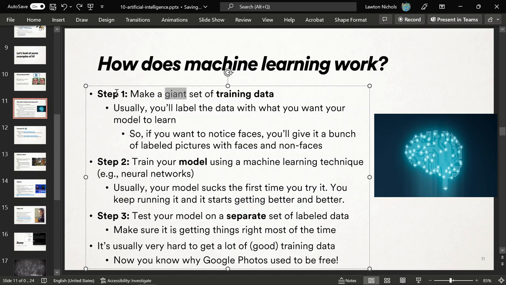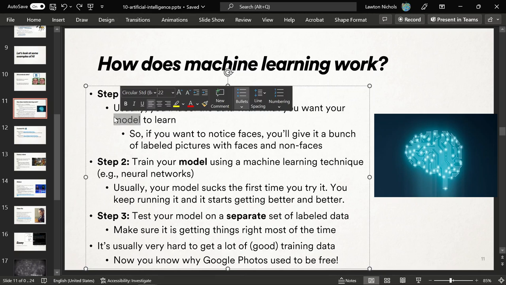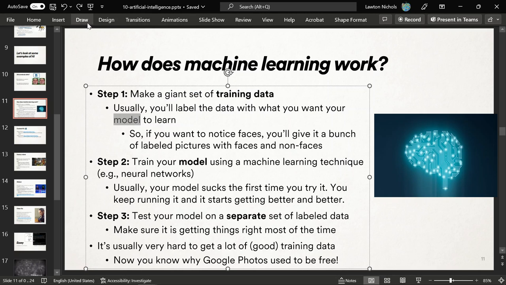You have to give it a bunch of pictures of people if you're making a blink detection algorithm. You have to give it what's called training data that it will learn from. It needs to be taught. And you're going to label that data with what you want your machine learning program to learn. The standard term for your machine learning program is your model, the model of the world or something.